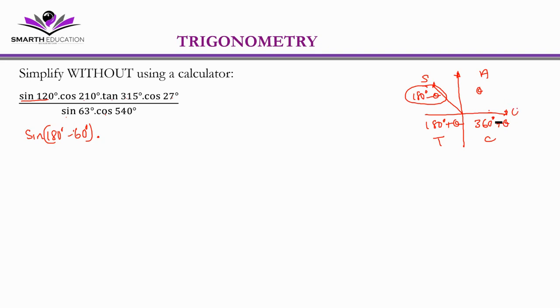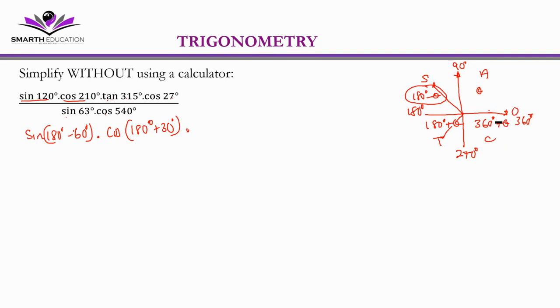For 210, remember this is 0, 90, 180, 270, 360 degrees. So 210 degrees is in the third quadrant. So it's 180 plus what? So this is cos of 180 degrees plus 30 degrees. This is cos 210, done with that part.